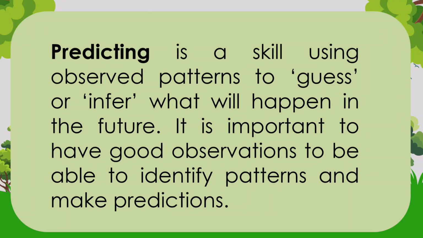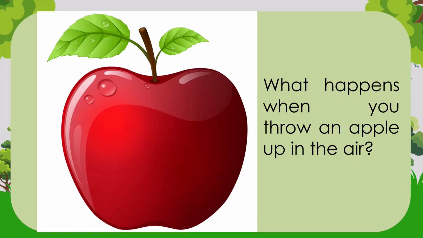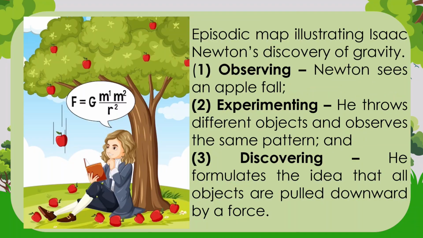Predicting is a skill using observed patterns to guess or infer what will happen in the future. It is important to have good observations to be able to identify patterns and make predictions. What happens when you throw an apple up in the air? Episodic map illustrating Isaac Newton's discovery of gravity.